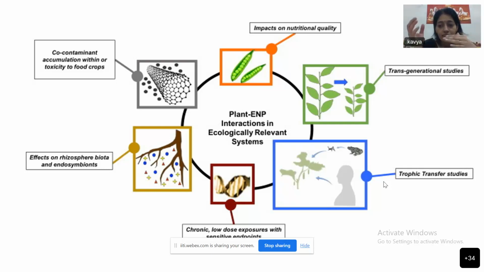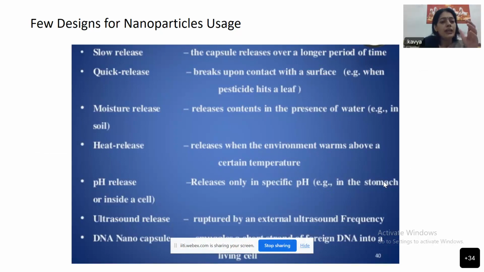And then trophic transfer. Trophic transfer means at different levels of the food chain, and we also need to study it. Starting from soil to human being, there is a whole food chain which exists. At what level are we impacted, or are we even impacted, or is there no escape? And then chronic low dose exposures, and then the effect on rhizosphere, biota, and symbionts. These are the ecologically relevant systems. They are linked to each other and have been found getting impacted with nanoparticles.